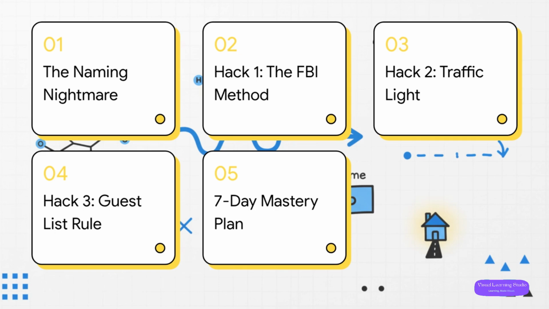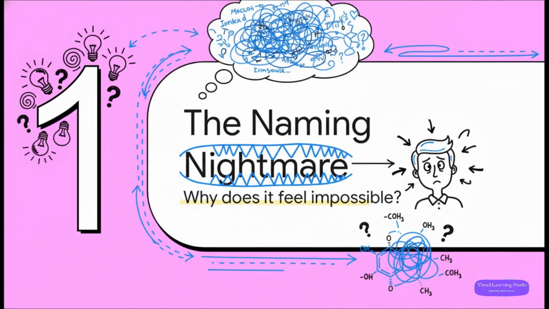First, we're going to figure out why it's a nightmare. Then, I'm going to give you 3 simple hacks to fix it: the FBI method, the traffic light rule, and the guest list rule. And to top it all off, I'll give you a 7-day plan to lock it all in. Sound good? All right, first things first, let's talk about the naming nightmare.